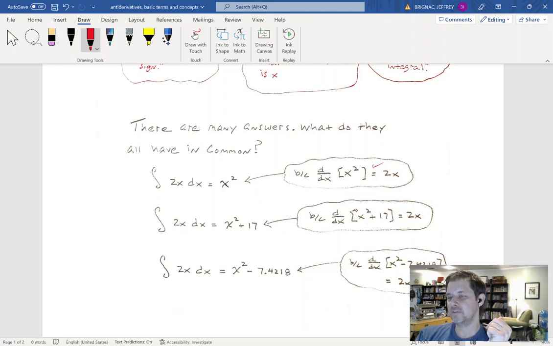Well, because the derivative of x squared is 2x, and then I would carry my plus sign into my work if I was finding the derivative. And then the derivative of 17, well, 17 is just a constant. The derivative of any constant, whether it's 17 or anything else, is 0. So yeah, the derivative with respect to x of x squared plus 17 is 2x. So this could also be an answer. All right, it works, okay?